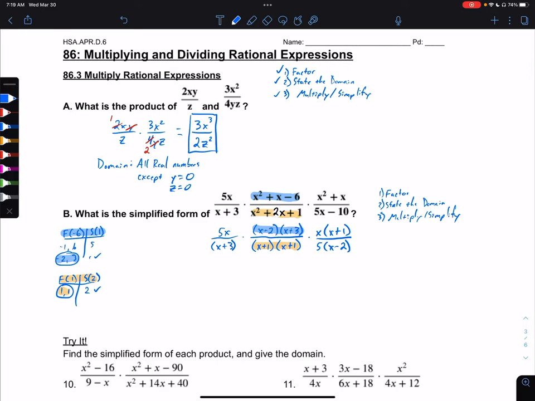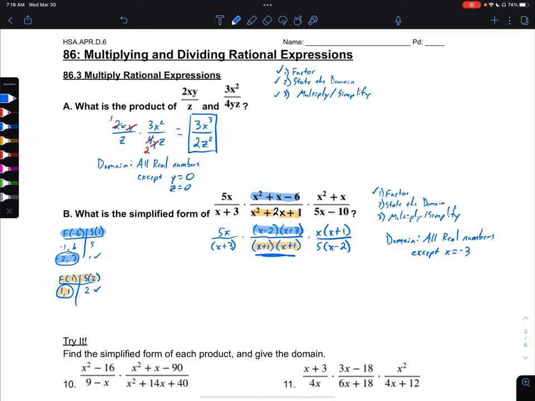All right, from here, you have a couple options on how you decide to, actually, let's do the domain first. Sorry, getting ahead of ourselves. So the domain is going to be all real numbers except x equals, we only have an x in this case. So looking at this x plus 3 term, I know that x cannot be negative 3. So x cannot be negative 3.